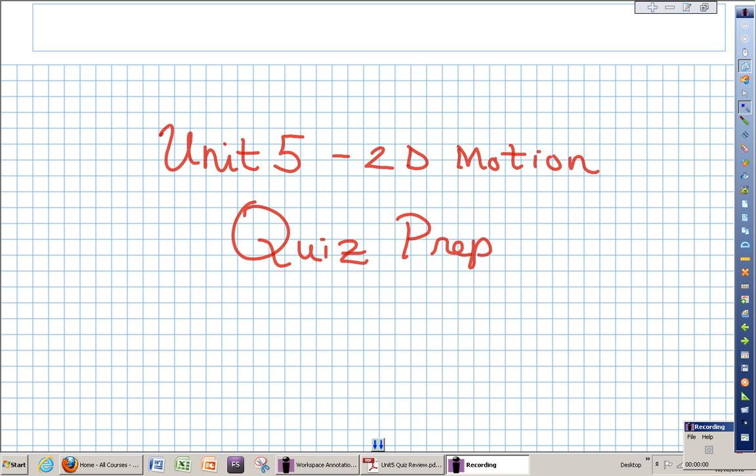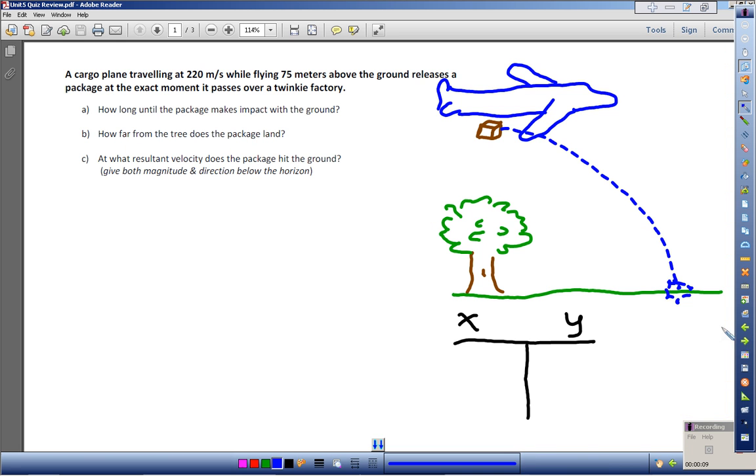Okay, the following problems are very similar to the problems that you will see on your quiz for Unit 5, two-dimensional motion. We'll start with this one. A cargo plane traveling at 220 meters per second while flying 75 meters above the ground releases a package at the exact moment it passes over a Twinkie factory. Well, in this case, I've drawn a tree instead of a Twinkie factory.